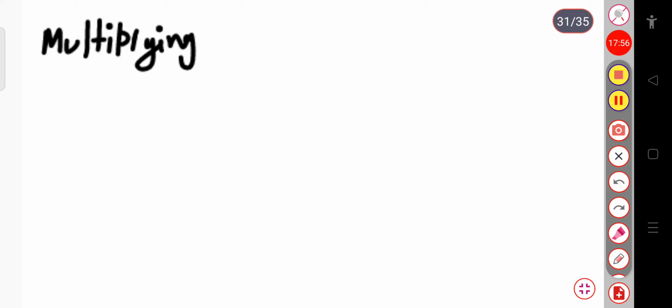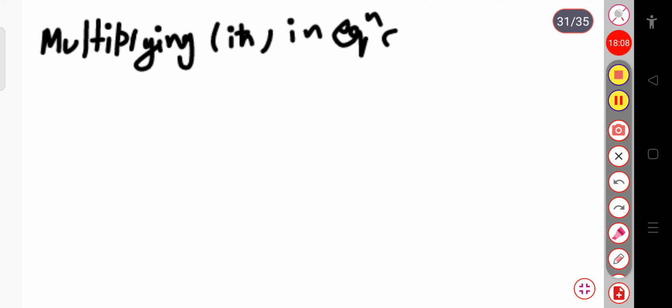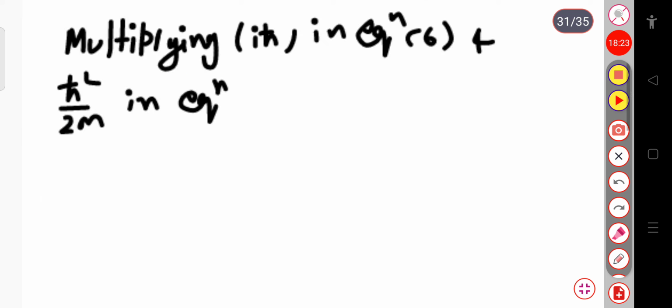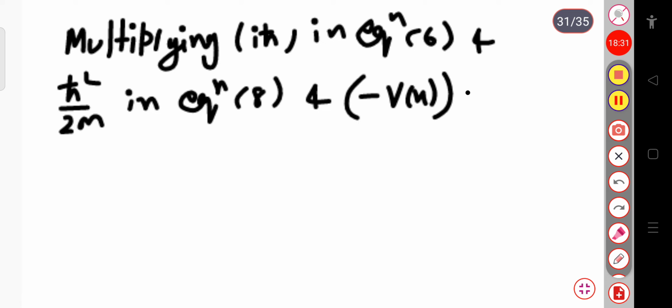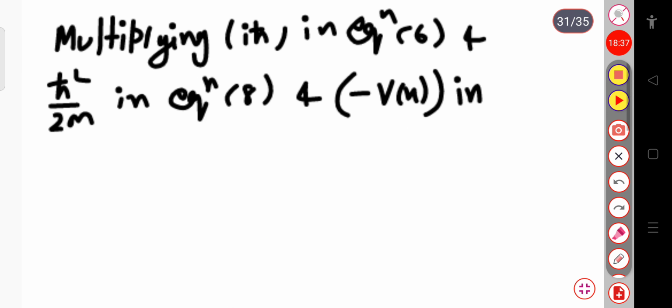iħ in equation 6, ħ² by 2m in equation 8, and minus V of x in equation 5.